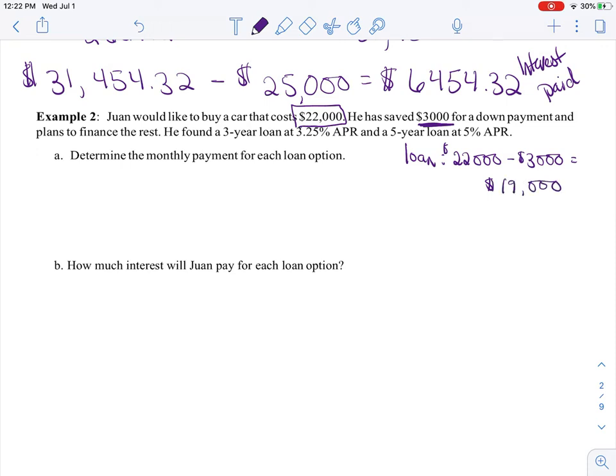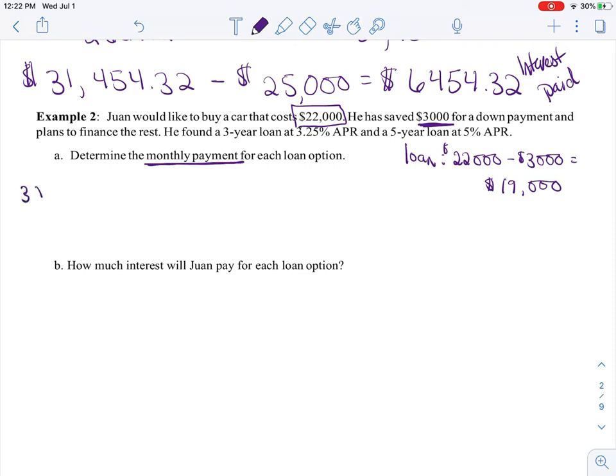And that is ideal before you buy anything, to have some sort of down payment, so then you get that loan lowered, so then you're not giving them tons of interest. So determine the monthly payment. So here's the key word. We want to go ahead and use the payment function. Now, if I finish reading this, it says he found a 3-year loan for 3.25% APR and a 5-year loan at 5% APR. So we're going to determine how much our monthly payment would be for each of these.